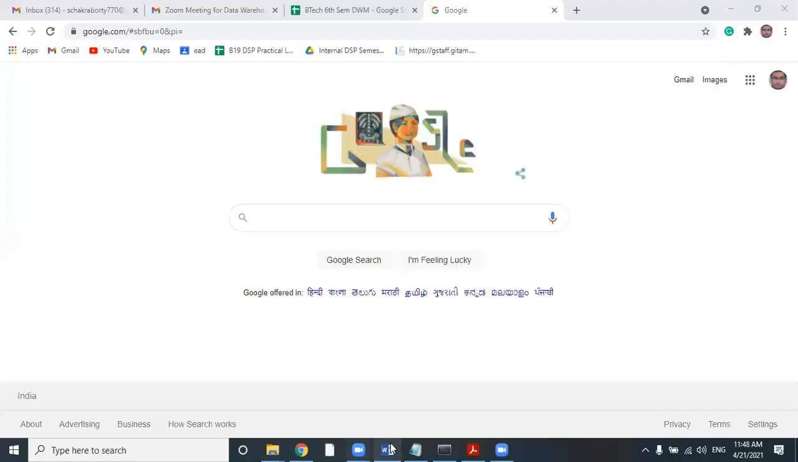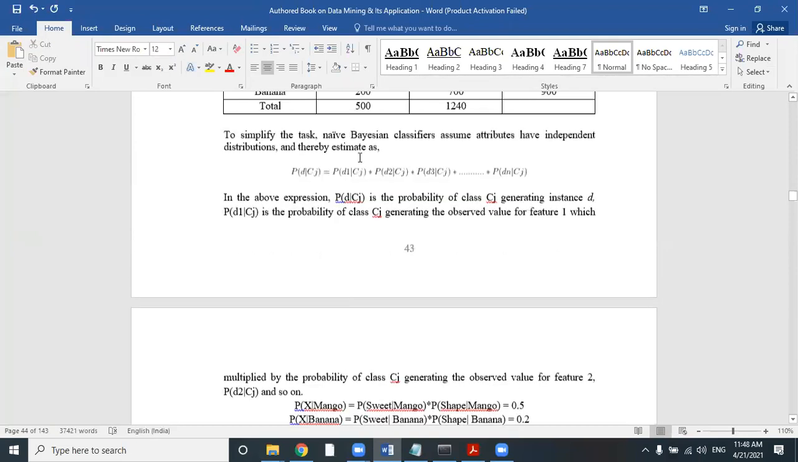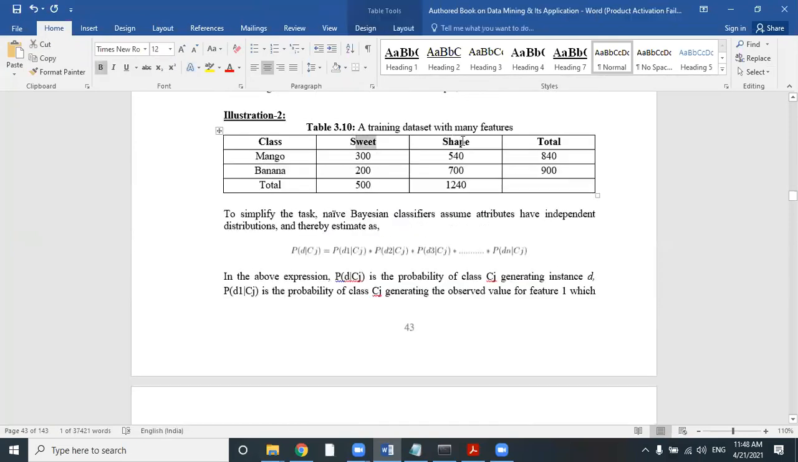Okay, so let's continue with the discussion. Do you understand these things? How I have devised this one? Probability of x given mango. X is the features. According to the database, we have two features: sweet and shape.